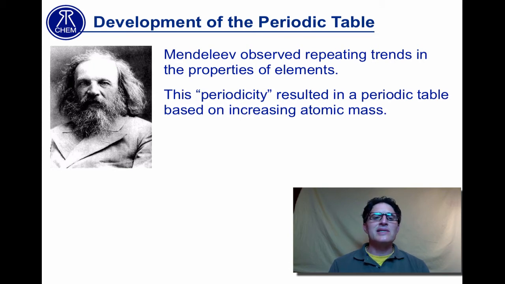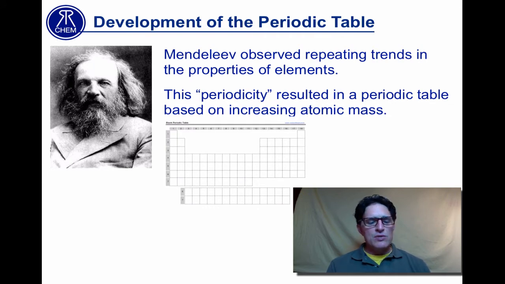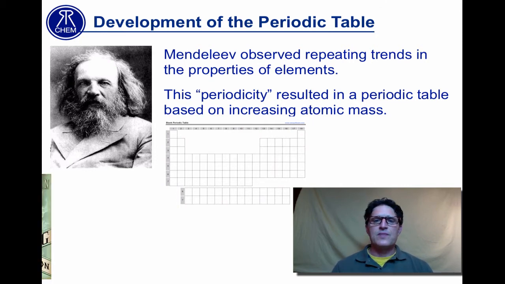on increasing atomic mass. Now, if we look at this table, and I'm just showing you a blank table, you'll see that it's a pretty specific set of squares. And all these squares represent a different element. You cannot take one square away. You can't add a square. The squares that are there have been placed specifically where they are because they exhibit these, quote, periodic trends.